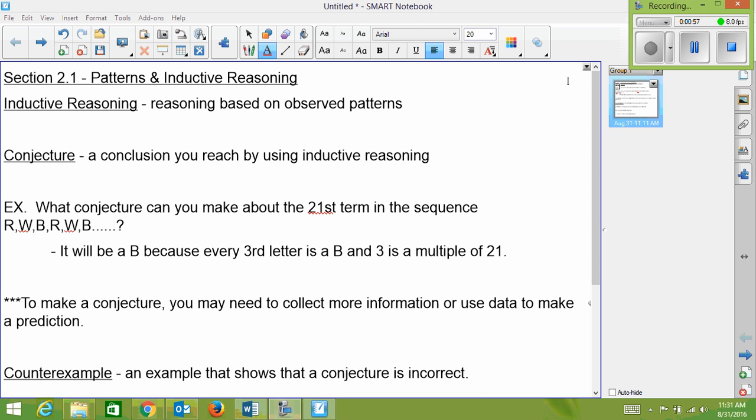So to make a conjecture, depending on the type of problem that it is, you might need to collect more information or use data to make a prediction about it. And we'll do some of those in class.